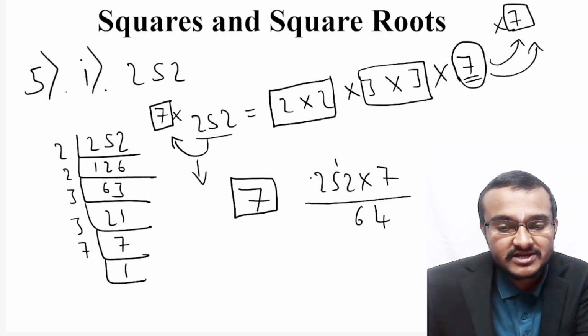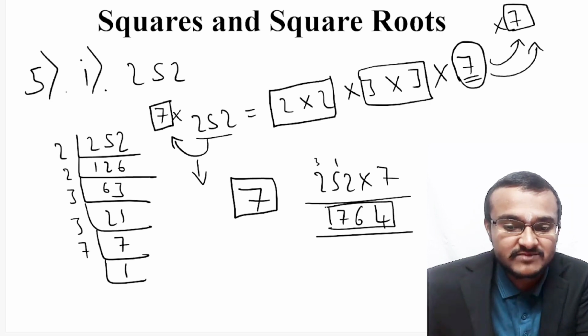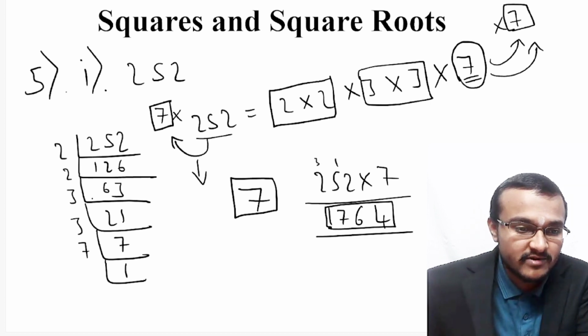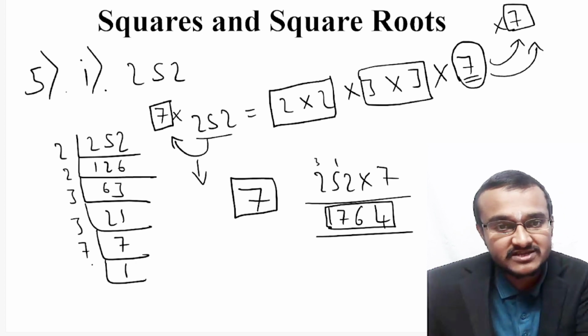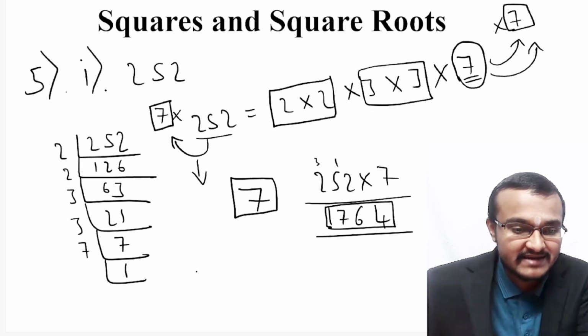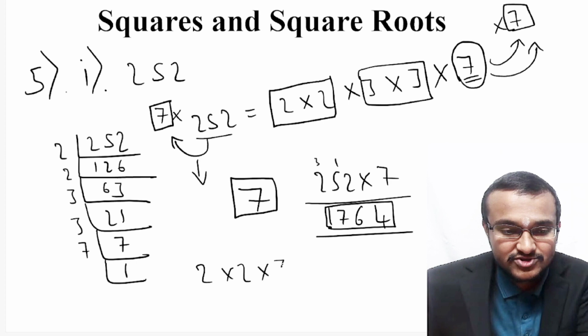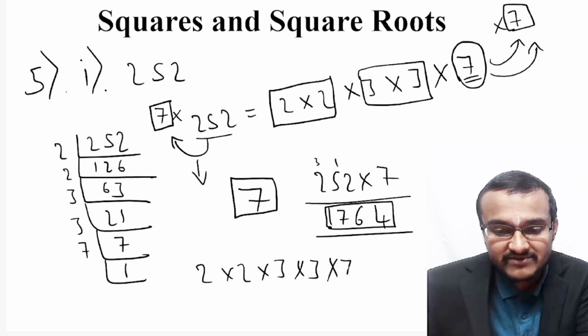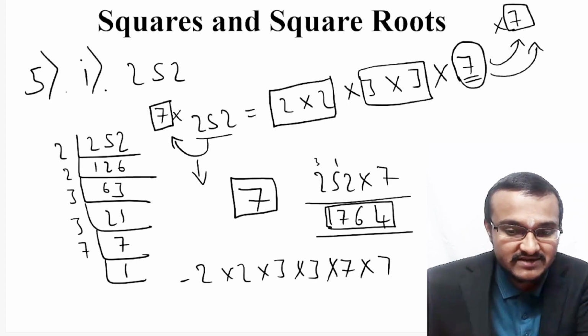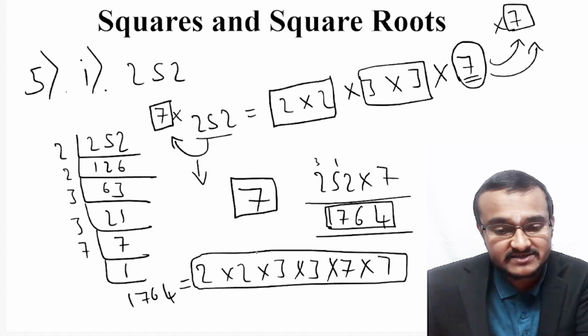So 7 2s are 14 plus 3 will be 17. So you are getting 1764. So 1764 is a perfect square. So when you go on performing prime factorization with 1764, then you will again get 2 into 2 into 3 into 3 into 7 into 7, because this 1764 is actually equal to this particular prime factorization.